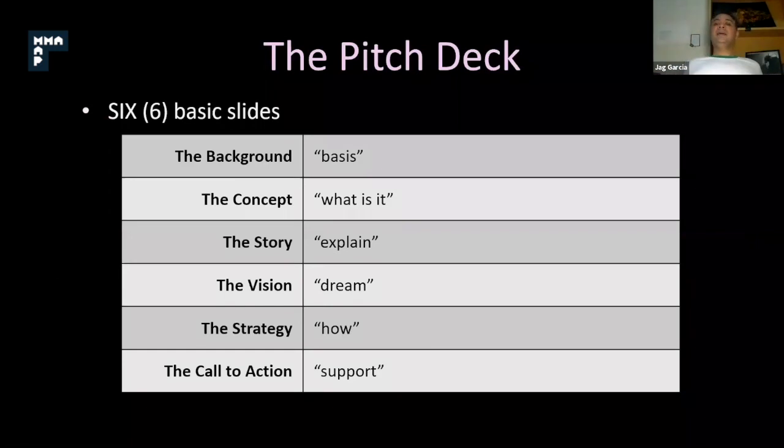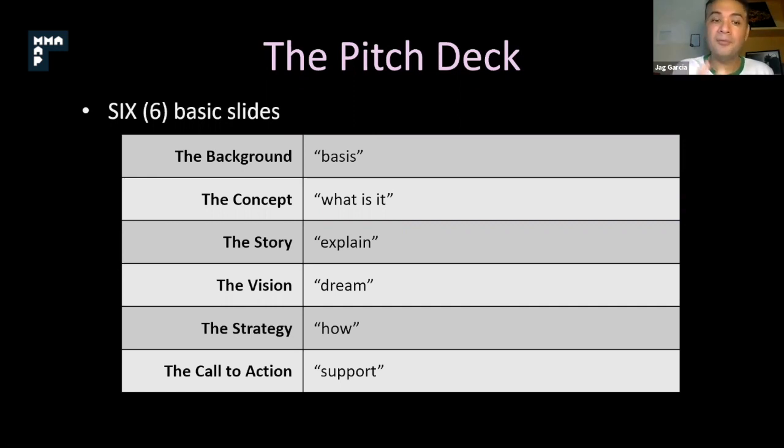Now, this is the pitch deck. Six basic slides. That's it. Six basic slides. You have your background, your concept, the story, the vision, strategy, and a call to action. And on the right column, you will see what it basically means: the basis. This is where we're taking off from. This is the today. This is what's happening today. This is what's happening in the outside world. This is what your company, your corporate identity, currently looks like.